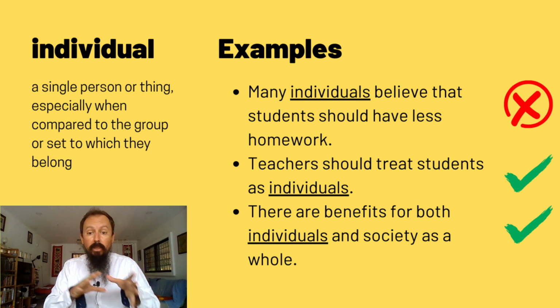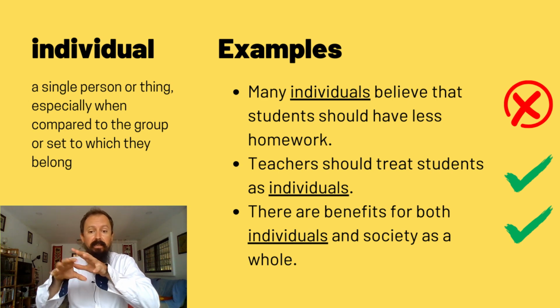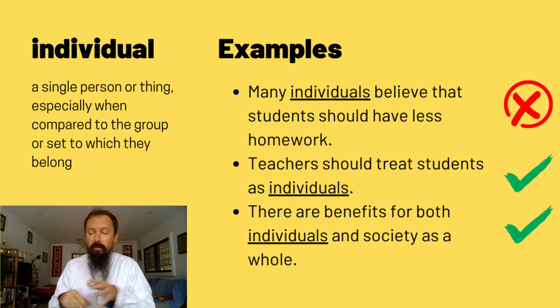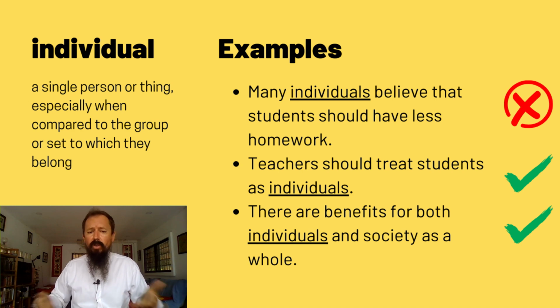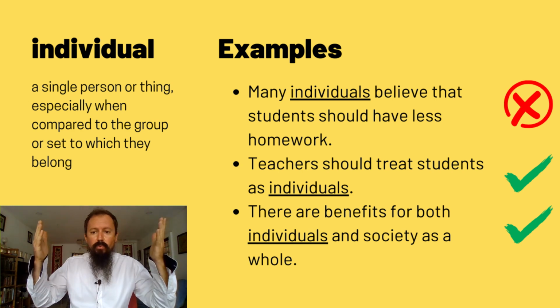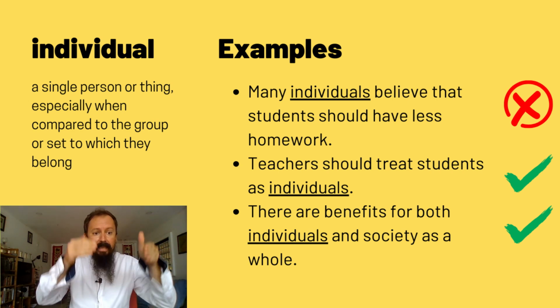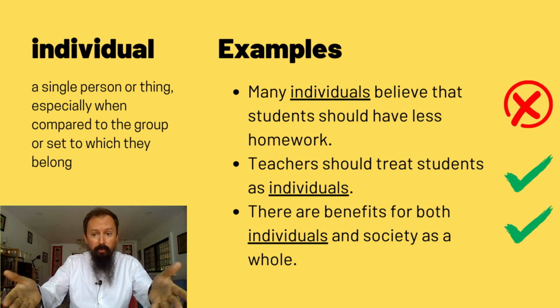Individual means a single person distinct from a group of people. So if you're talking about someone, okay, so here's our example. Many individuals believe that students should have less homework. No, don't say this. Many individuals, why individuals? We're not looking at them as individual people. We're just looking at people here in general.